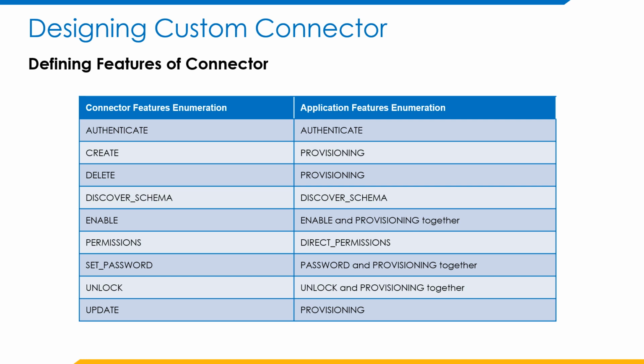The application object also has a feature enumeration, specified as the feature string attribute of the application definition, which is used to control the functionality available through the connector. Some connector feature enumeration overlaps with, but is not identical to, the application feature enumeration. They correlate as shown in the table. For example, authenticate in connector feature enumeration refers to authenticate in application feature enumeration. Create, update, delete refer to provisioning in application feature enumeration.